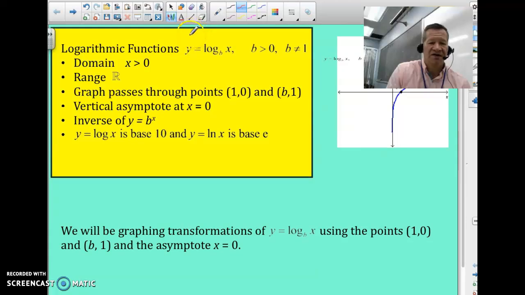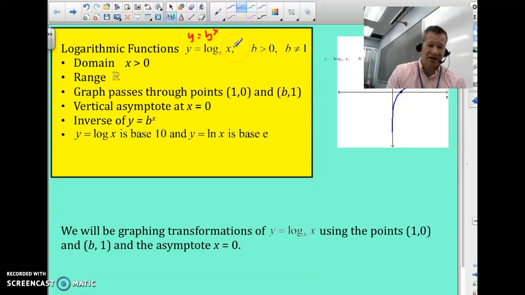Okay, whereas exponential functions have the form y equals b to the x, where the base is a positive number other than 1. Now its inverse will be y equals log base b of x, where again the base is any positive number that's not equal to 1. Now, since they're inverses, the domain and range have switched. So it's now the range that is all real numbers, and the domain has to be greater than 0.